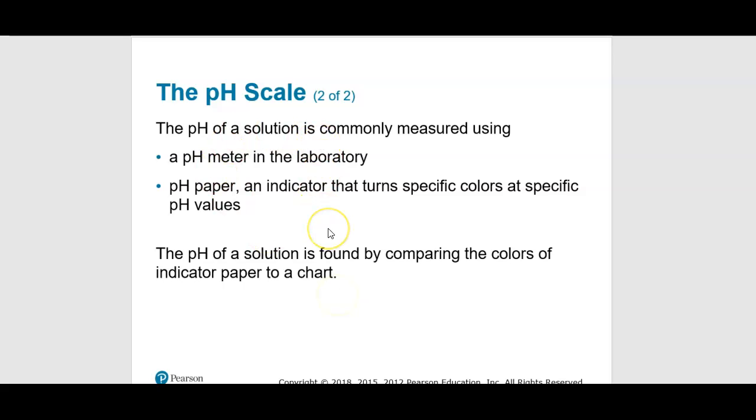But you can measure the pH in a number of ways. You can use a pH meter. You can use pH paper, and that's not litmus paper. It's an indicator paper that turns specific colors at specific pH values. You remember red litmus turns blue in base, and blue litmus turns red in acid. But these indicator papers will actually give you a little more detail on which pH you have. And you get the pH by comparing the colors of the indicator paper to a chart.